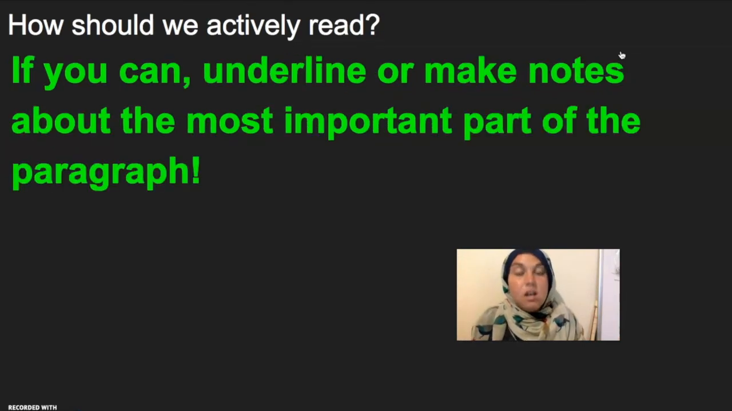And lastly, underline or make notes about the most important part of the paragraph. Now, I know this is hard if you're doing it on a computer or a phone because you don't want to write on your phone, but what you can do is keep a notebook right next to you and write down notes as you're reading, like, Stanley, angry, Zero, digging holes, okay? That way it'll be easier for you to remember the most important information and you will know exactly what you're looking for as you answer the questions, okay?